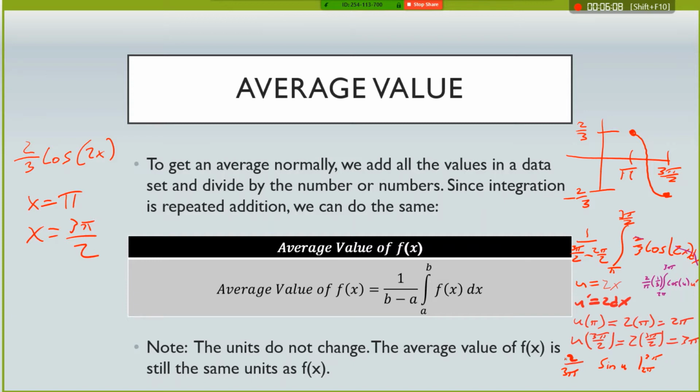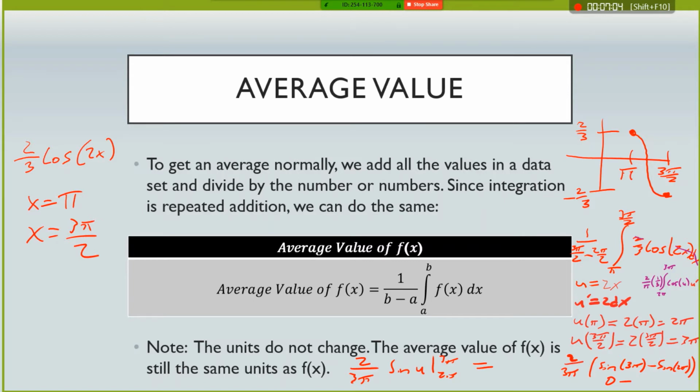I'm going to write this over here. 2 over 3 pi times the sine of u from 2 pi to 3 pi, which is equal to 2 over 3 pi times the sine at 3 pi minus the sine at 2 pi, upper bound minus lower bound. What's the sine at 3 pi? Sine at 3 pi is equal to sine at 1 pi, which is 0. So this is 0 minus the sine at 2 pi, which is the same thing as the sine at 0.